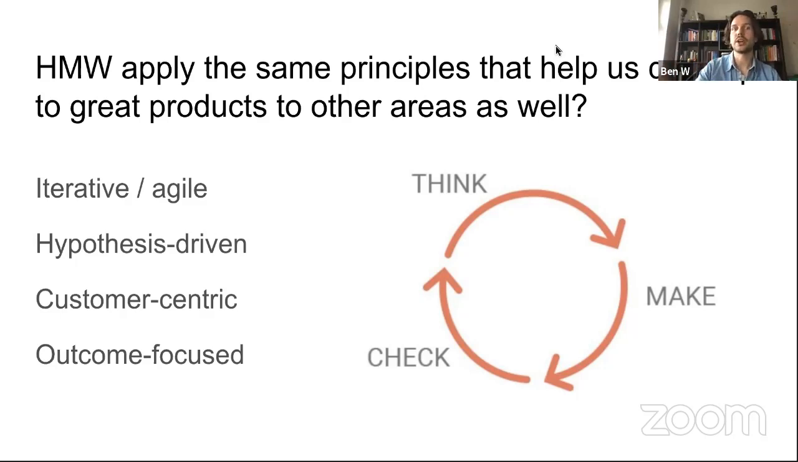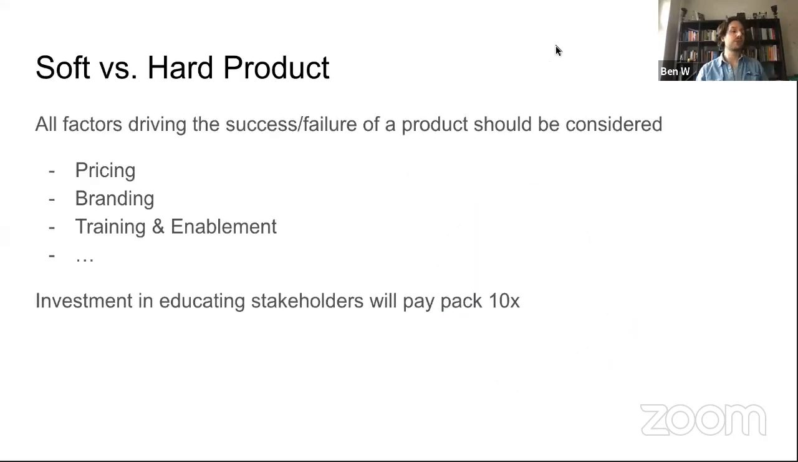So if that is product in a nutshell, how could we apply these to some realms outside product where it's typically not applied? The first example I want to give is that of soft versus hard product. I've experienced that firsthand. Usually, product in a traditional sense is confined to building the technical infrastructure, the app, the tooling, whatever is driven by code, driven by tech.